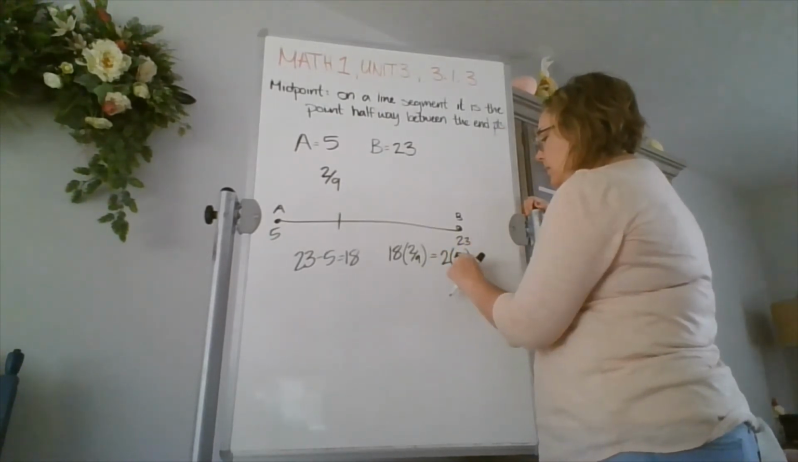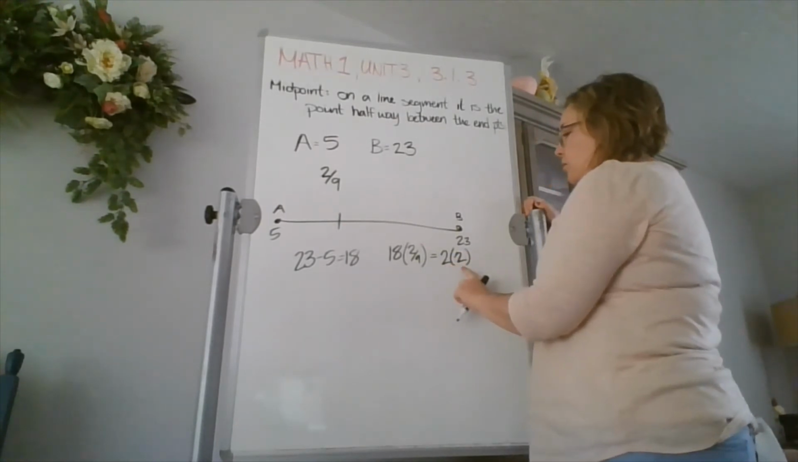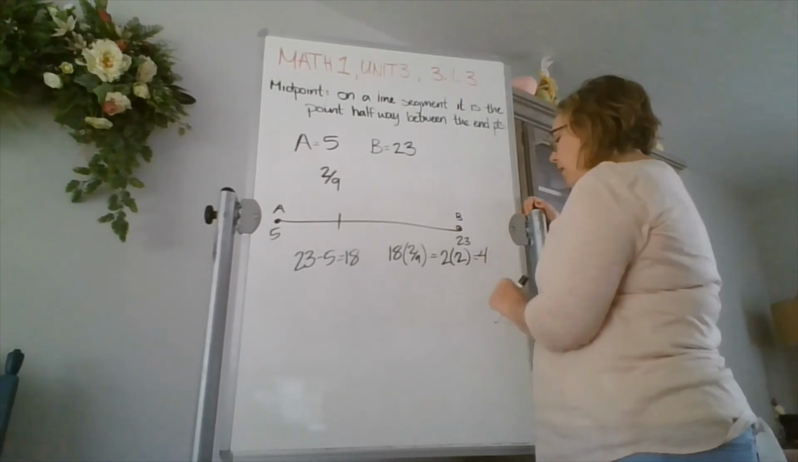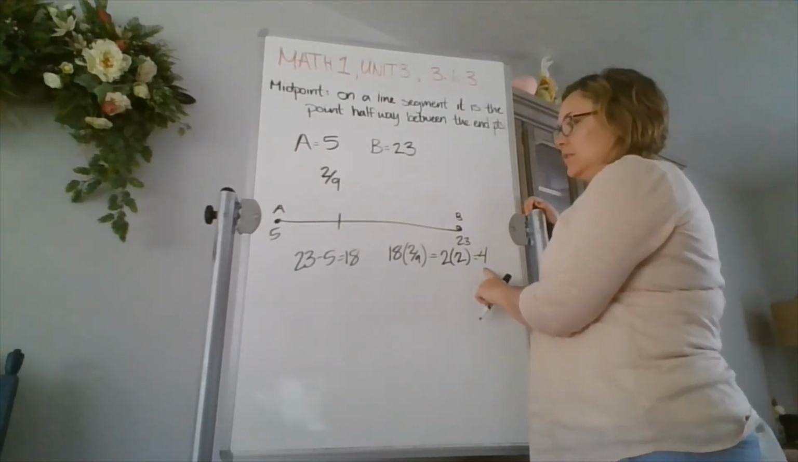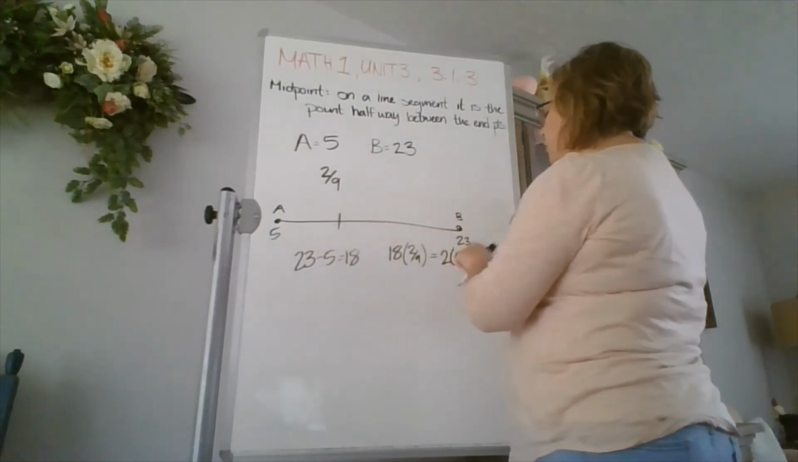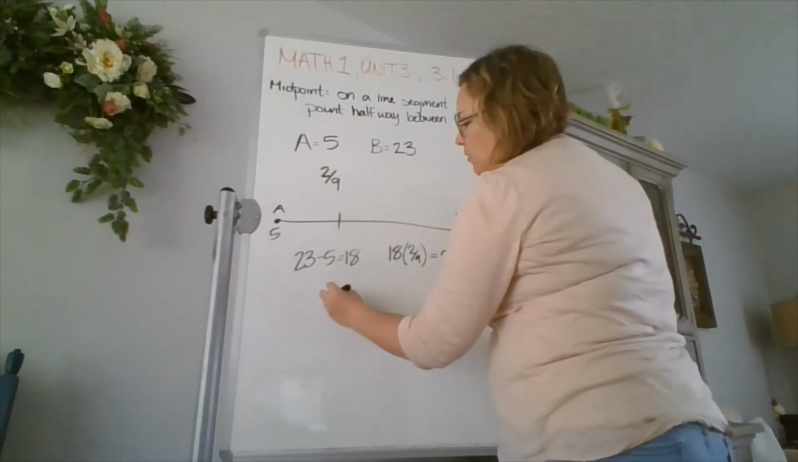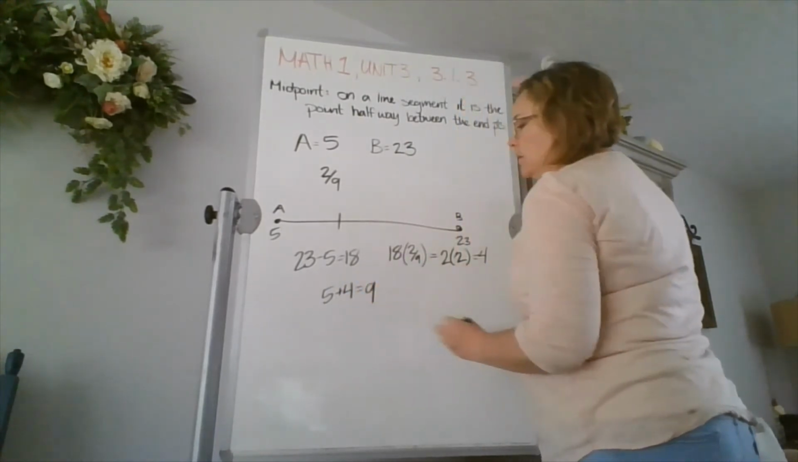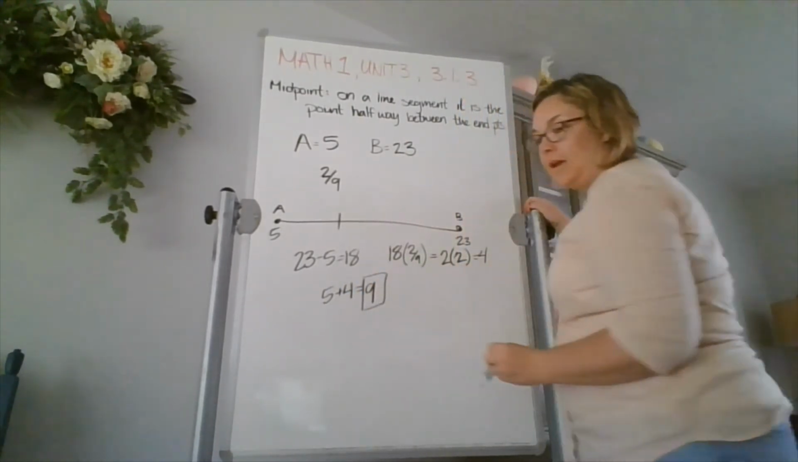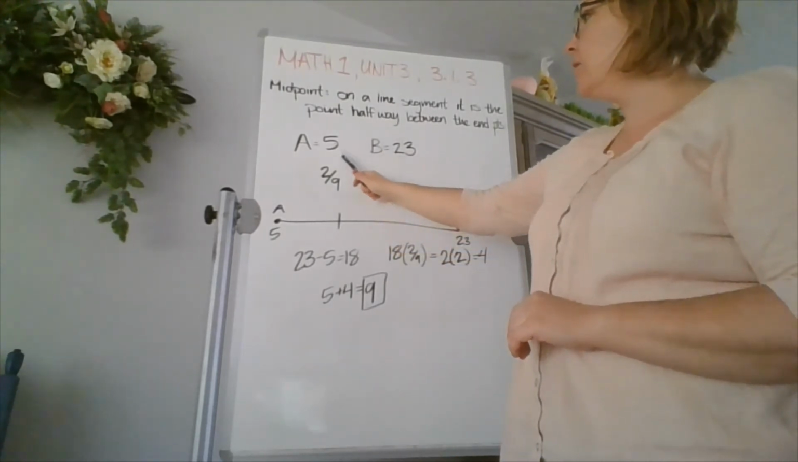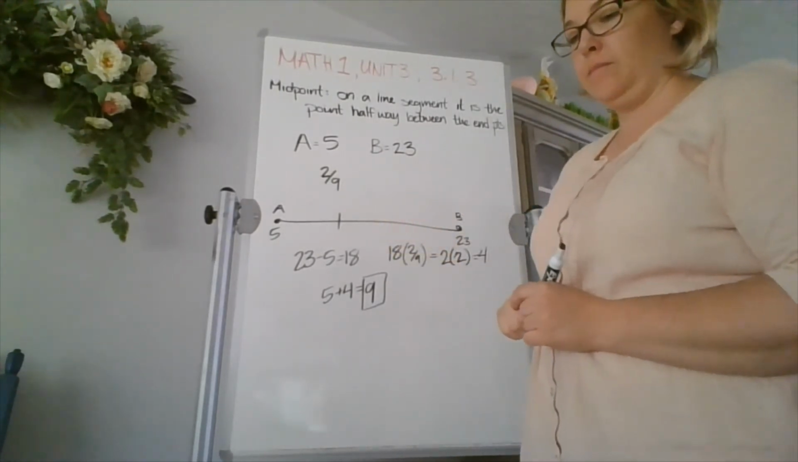Whoops, I was about to skip a step, guys. Okay, so I got 2 times the numerator of 2. That equals 4. So I need to travel a distance of 4, meaning I'm going from 5 and I'm going to walk 4 steps towards 23. So what is 4 steps past 5? It's 9. 9 is the number that is 2/9 of the distance from 5 to 23.